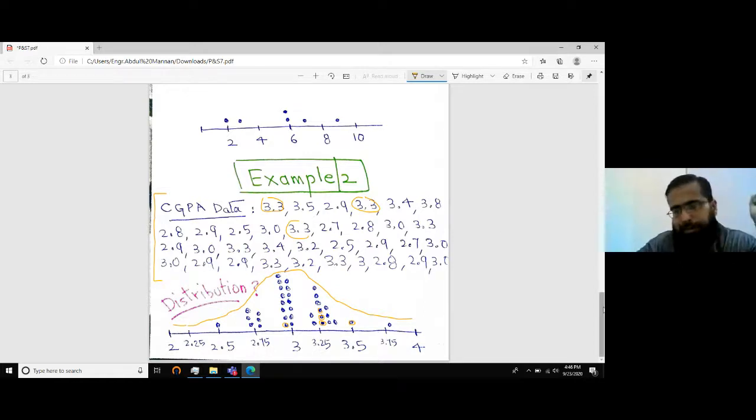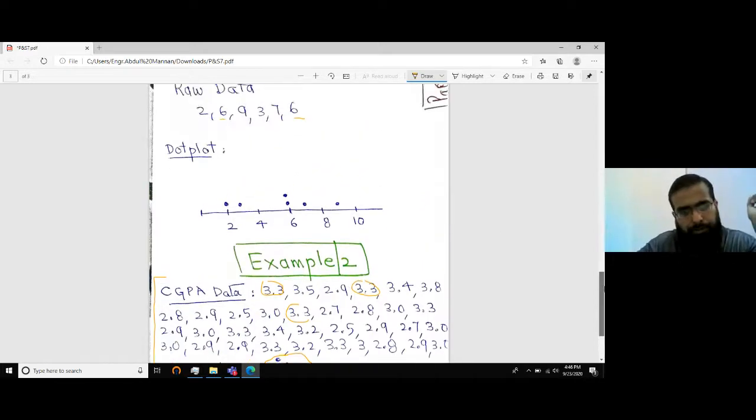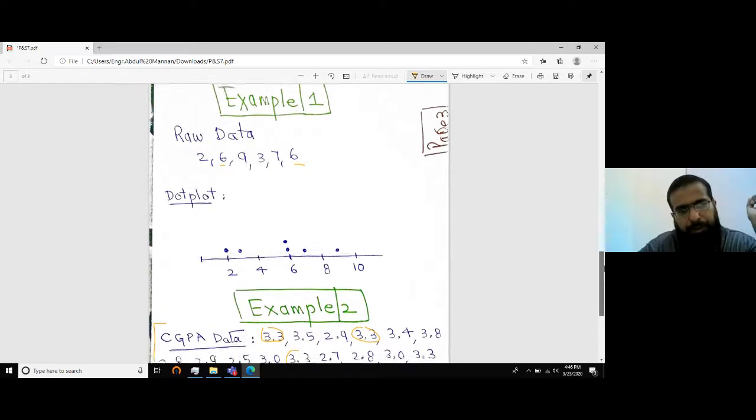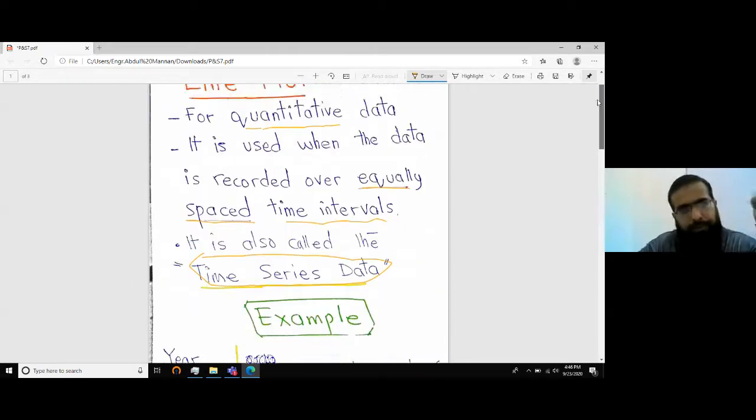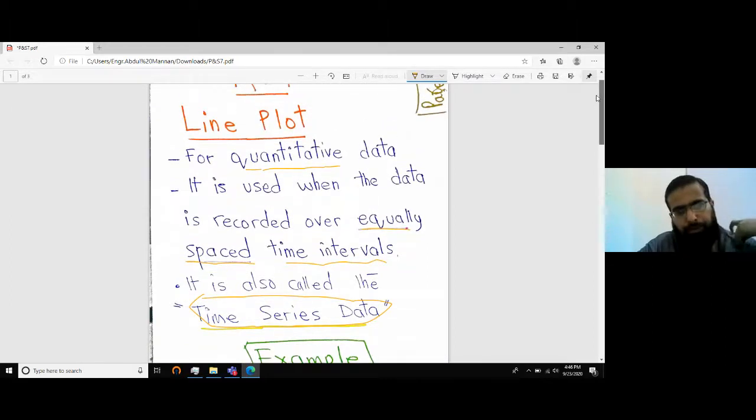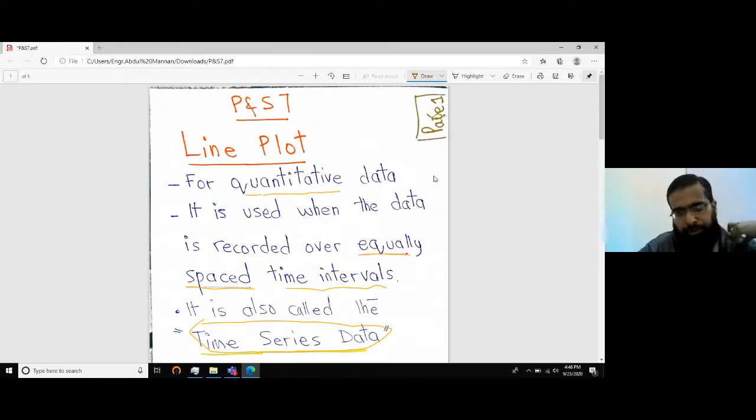Right. So that's all about dot plots and line charts or line plots. We'll keep on studying more about different kinds of plots in this chapter and in our upcoming lectures.